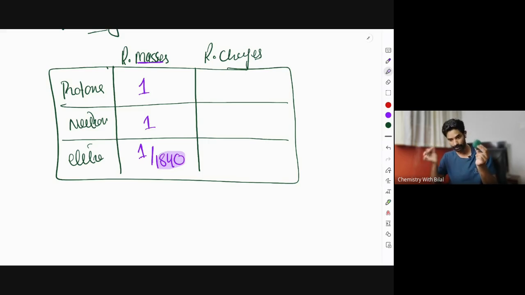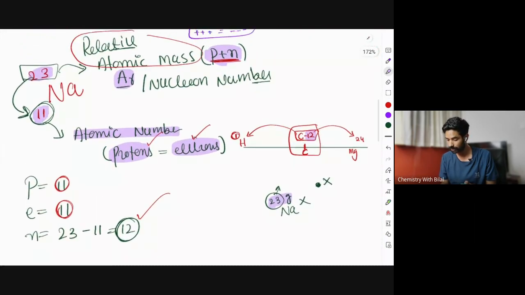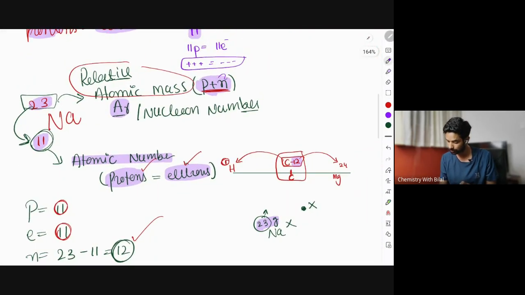So that would be the electron and this is the proton. Compared to this proton, that mass would be negligible. That's why while weighing the atoms, we ignore the electron. We always consider the protons and neutrons. And protons and neutrons together make the atomic mass.